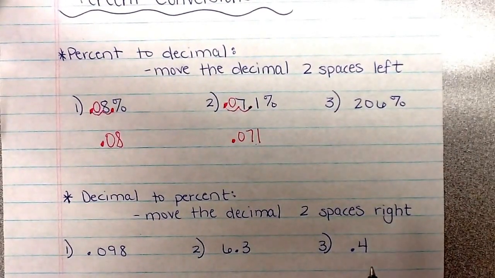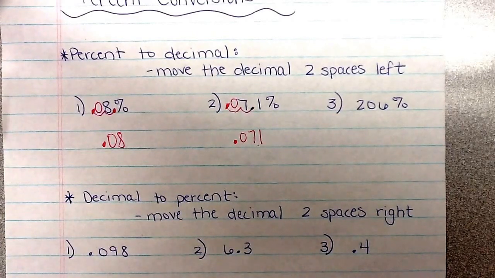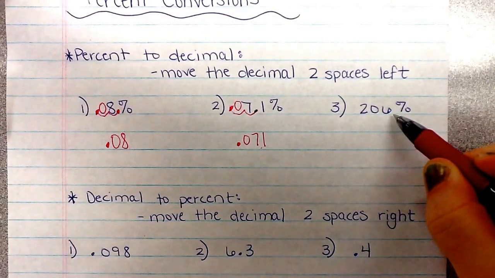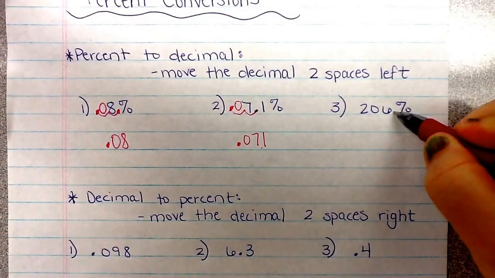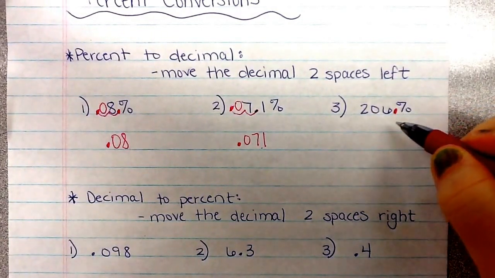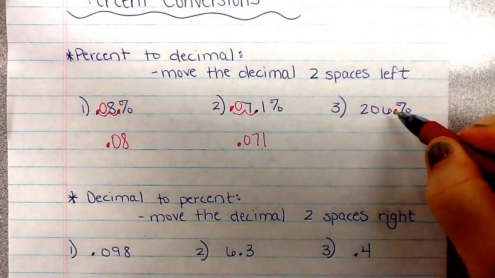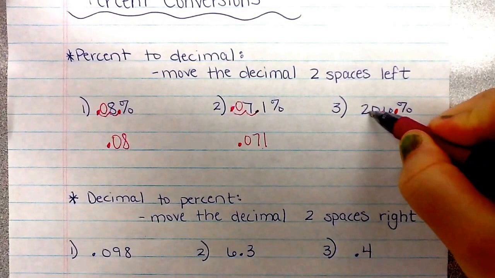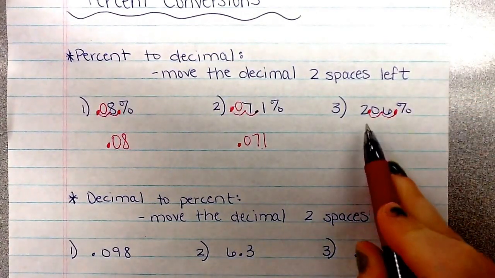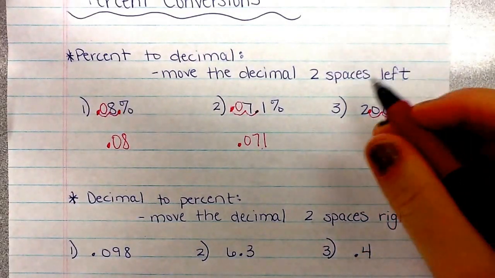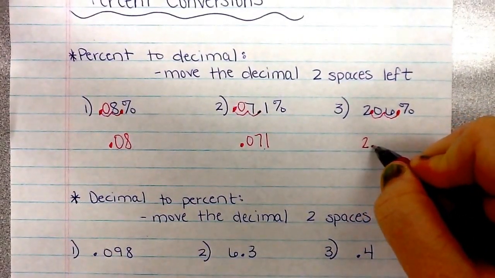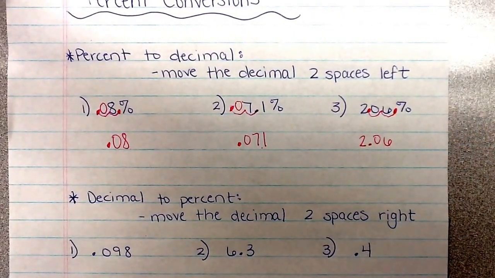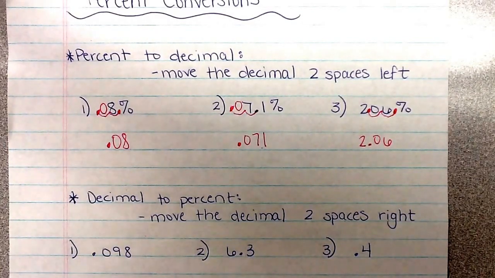Go ahead and try this next one on your own. 206%. Let's see how you did. Where is the decimal point on 206? Yep, it is hiding at the end. Remember, if the decimal point is not visible, it's hiding at the end. And I'm going to move it where? 2 spaces. 1, 2. It's going to end right in between the 2 and the 0. So our answer, 2.06. 206% is the same as 2.06. Nice job.